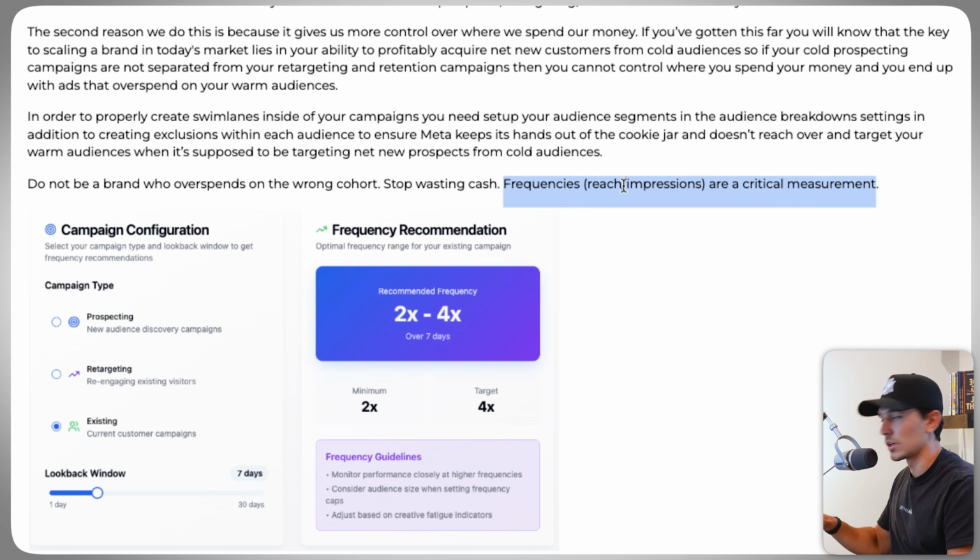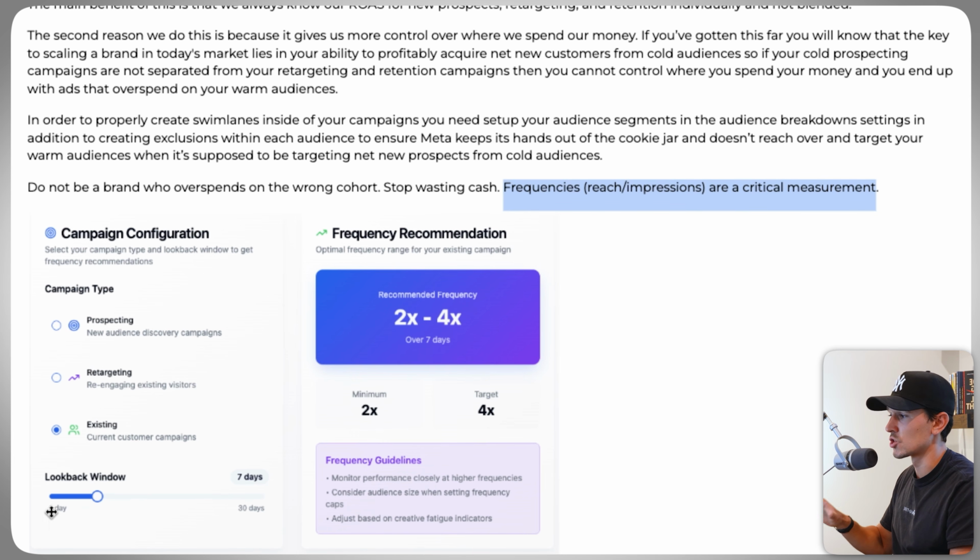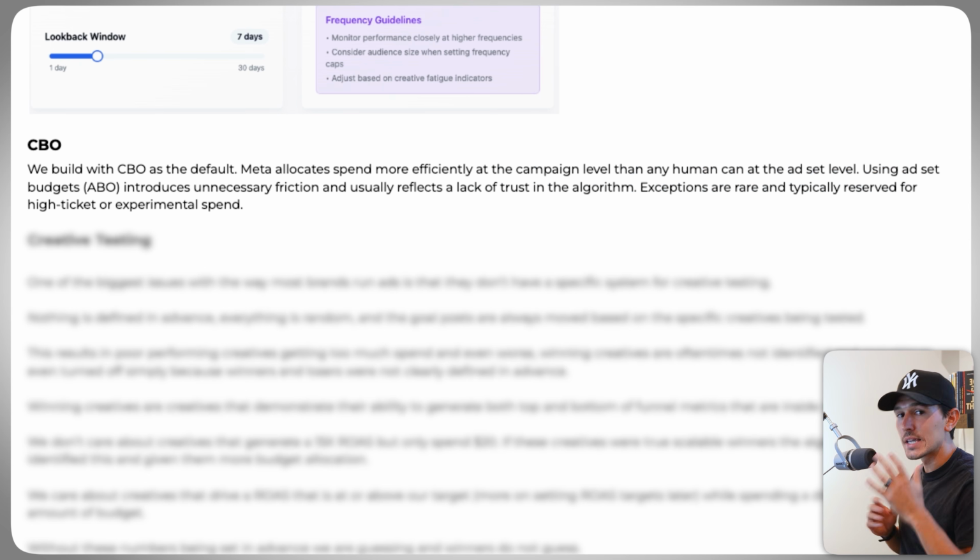Frequencies are a critical metric to evaluate if you are actually overspending or underspending. I put together a calculator. Basically, it's just showing us exactly how much our frequency should be. As a general rule of thumb for prospecting, you never want it to be more than 3 or 4, even over a 30-day period. Now, a key part of our structure and our system is CBO.